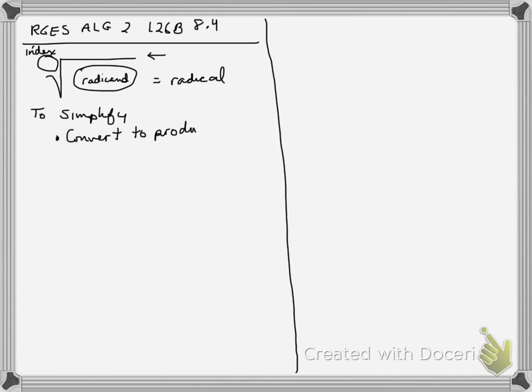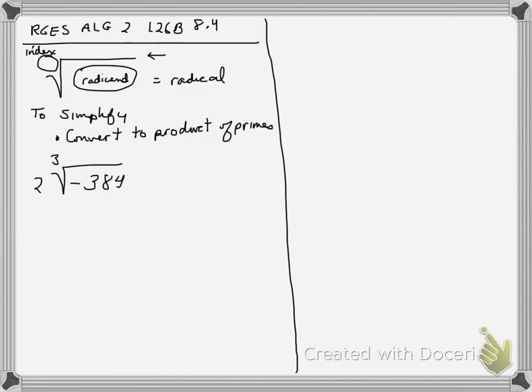I've introduced product of primes to you once this year. Let's say my index is 2. For every 2 primes that are under the radical, pull out 1. If my index is 3, for every 3 under the radical, I'll pull out 1, etc. So let me give you an example of that.